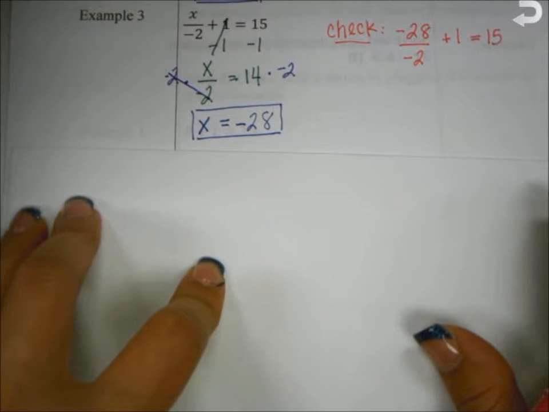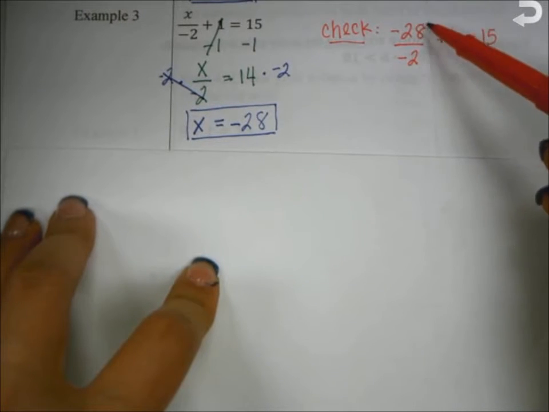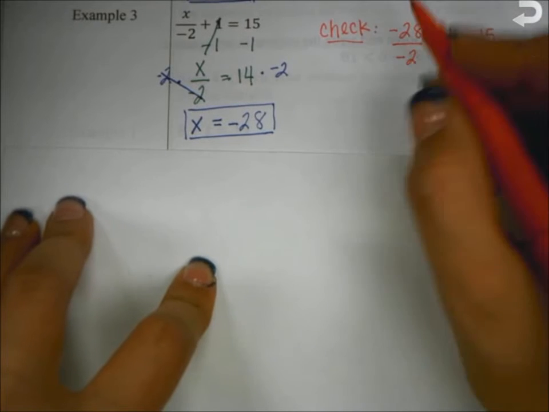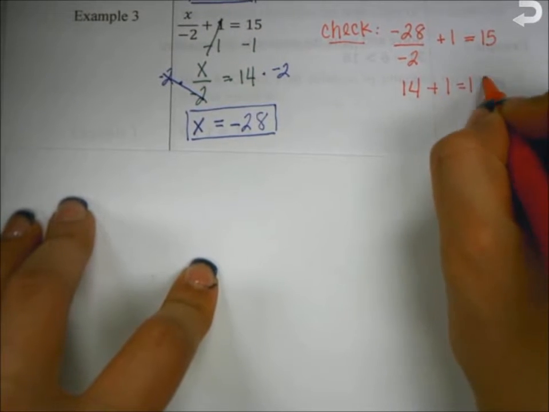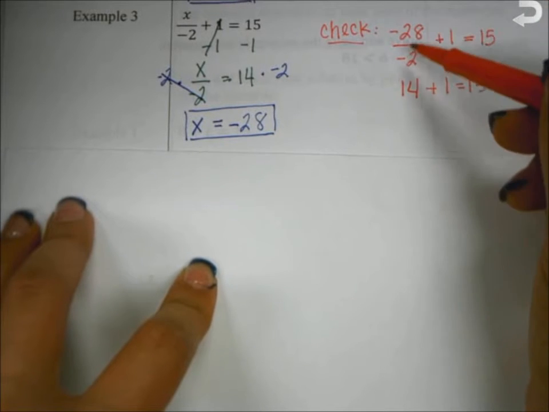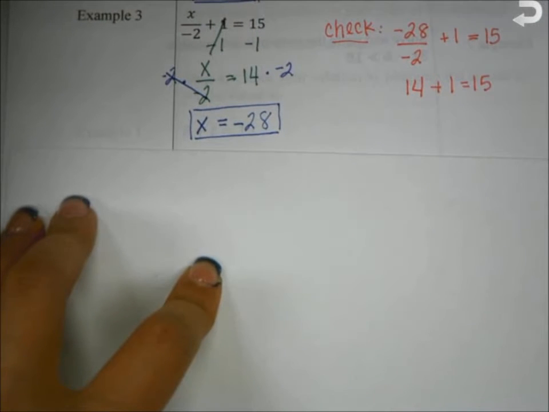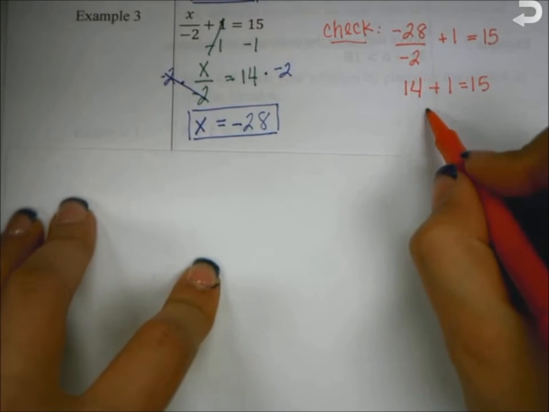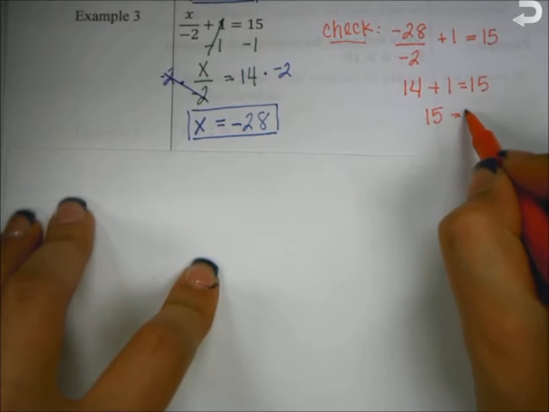Okay, ladies and gentlemen, -28 divided by -2. What is that going to give me? +14. Good. Plus 1 equals 15. Yeah, because a negative divided by a negative is a positive. Okay, and 14 plus 1 is? Guys, thank you. 15 equals 15. Is that true? Yes, it is. So we're good.